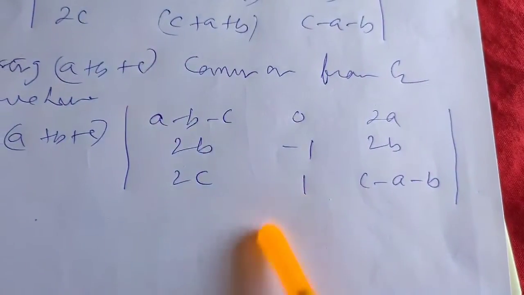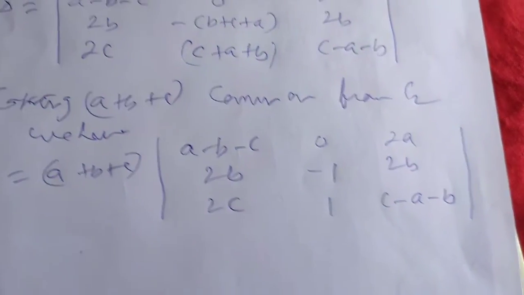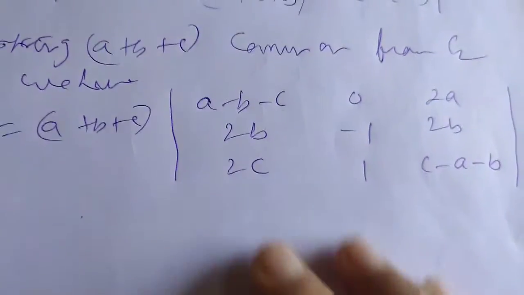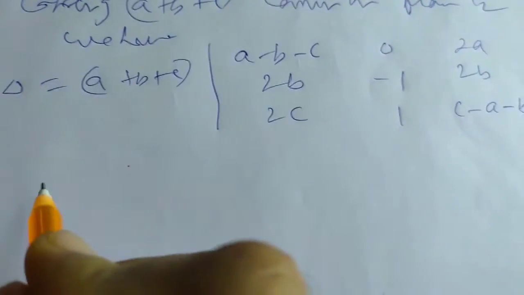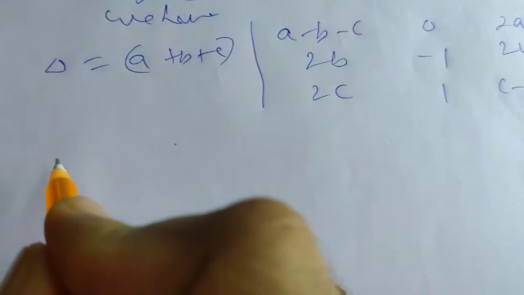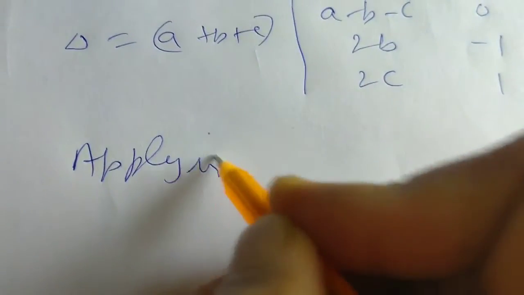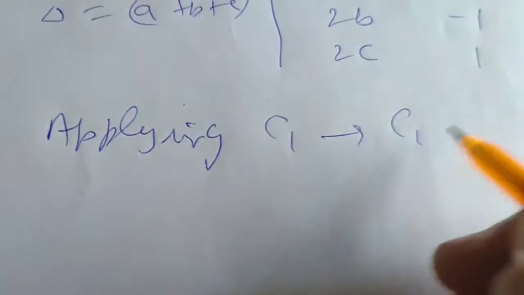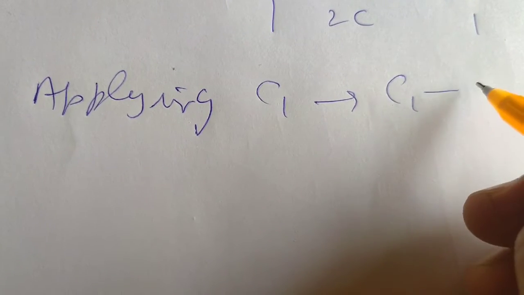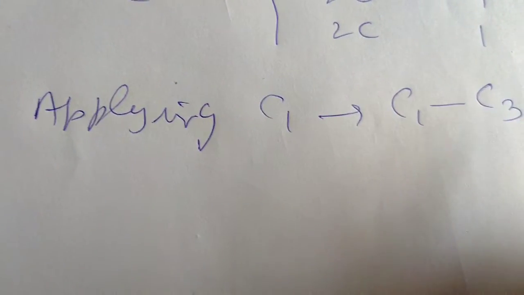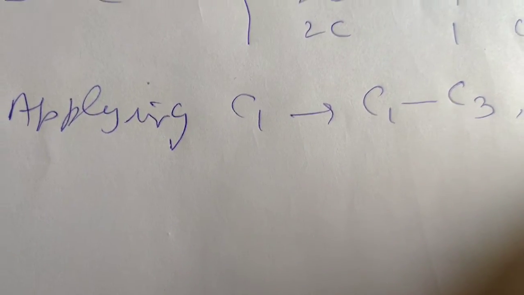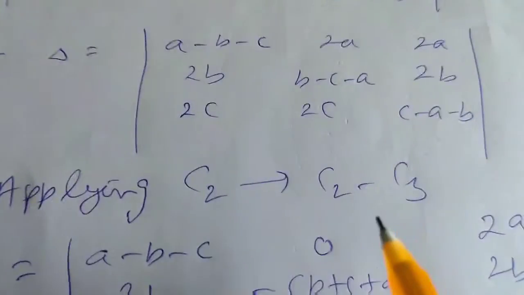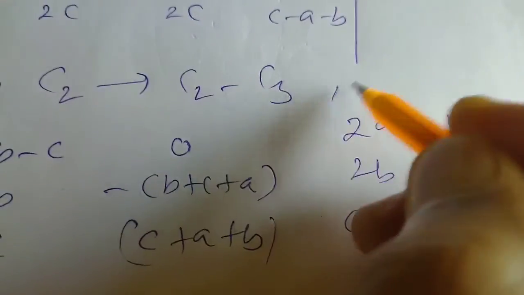So again, from column number 1 also we can have a plus b plus c common. So that is what we will do. Next step, what we are going to do here, applying c1 becomes c1 minus c3 we have. So always do write we have. Here also we have written that applying c2 minus c3 we have.